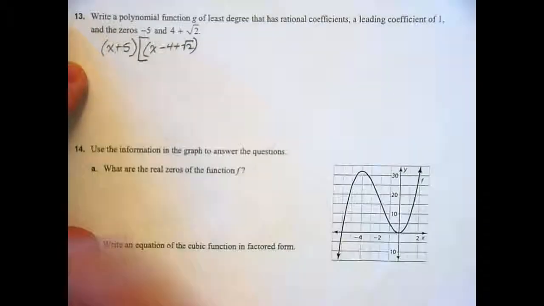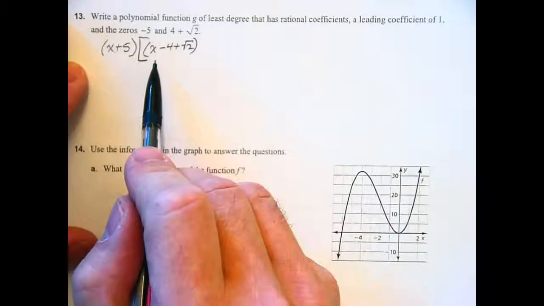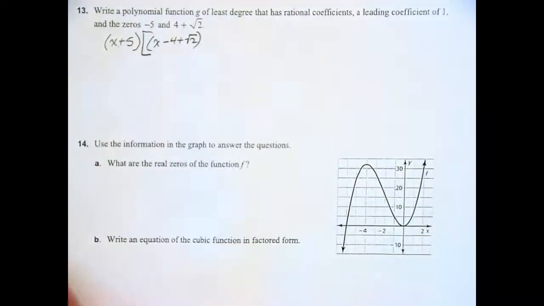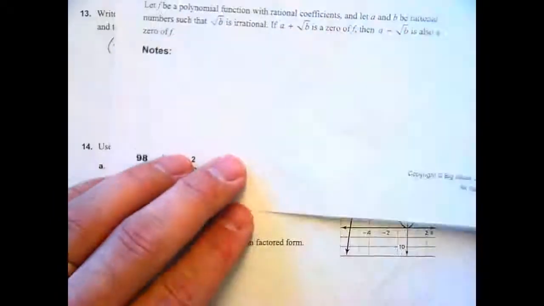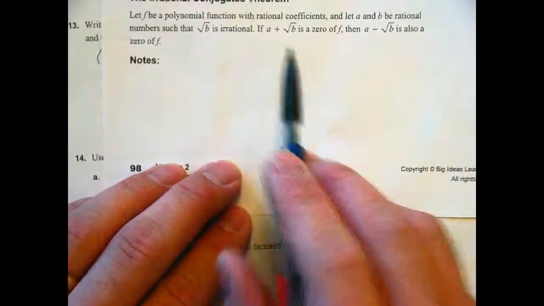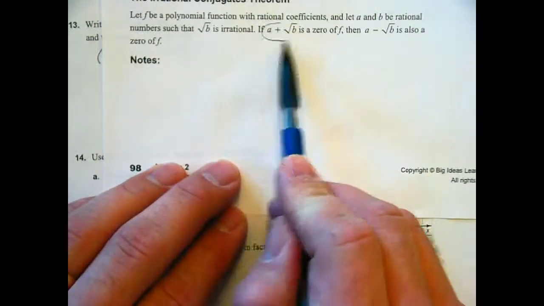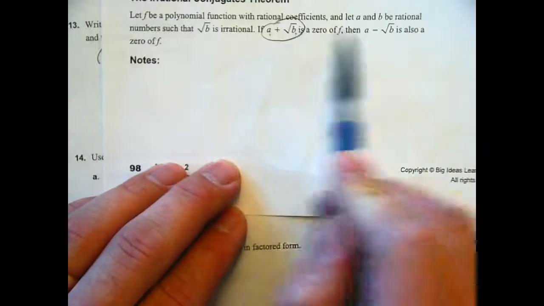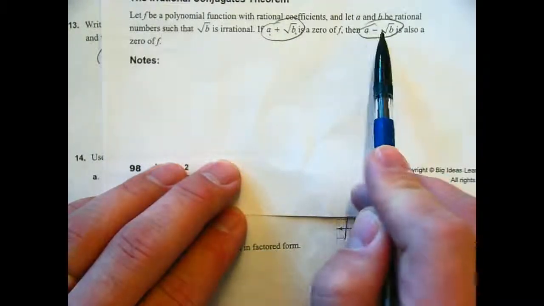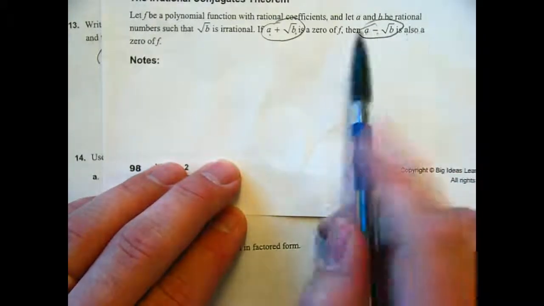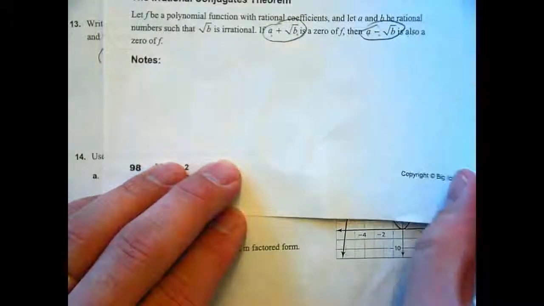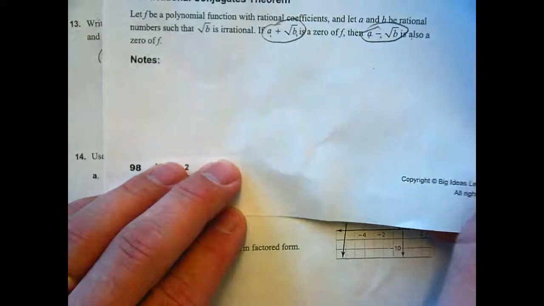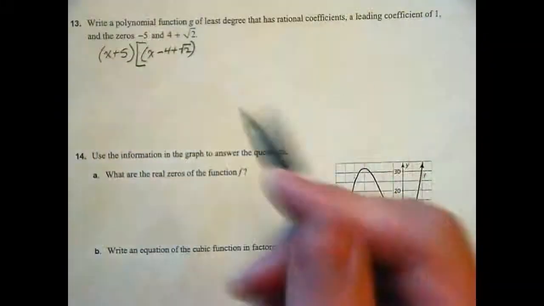Okay? Now, the deal is the complex conjugates theorem, or the irrational conjugates theorem, that's this. This says, hey, if you have one thing where you have a real plus a radical, then you're automatically going to have another where it's a real minus a radical. And that is kind of confusing if you don't understand why that is. So what I want to do is point out a different way to go about this. This is a way you'll see in the book.